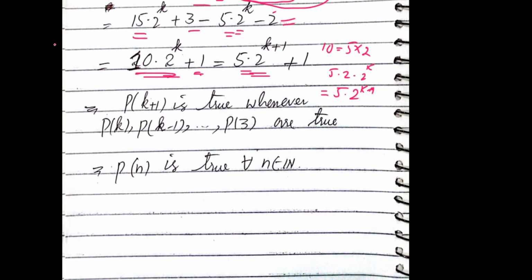Hence the statement is true for n equal to k plus 1 whenever the statement for n equal to k minus 1, up to the statement for n equal to 3, are true. Hence the statement is true for all positive integers.